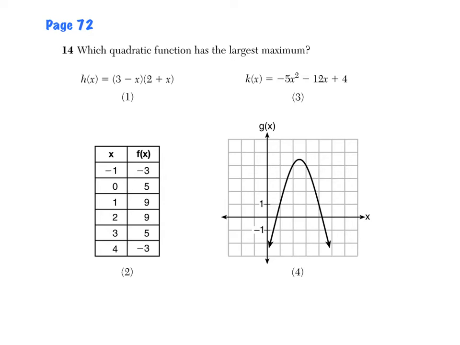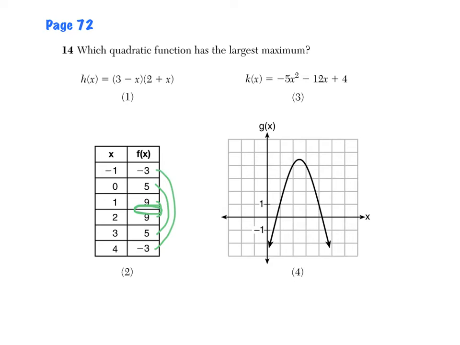Taking a look at f of x, which is a table of values: if I'm looking for the maximum, that means I'm looking for the turning point or the vertex. I know that in a table of values I'm looking for the repeats. So here I can see I have -3, 5, 5, 9, 9. That means my vertex is going to be smack in between these points, 1, 9, and 2, 9. I don't need to find exactly what it is. What I know is it's just going to be slightly higher than 9.